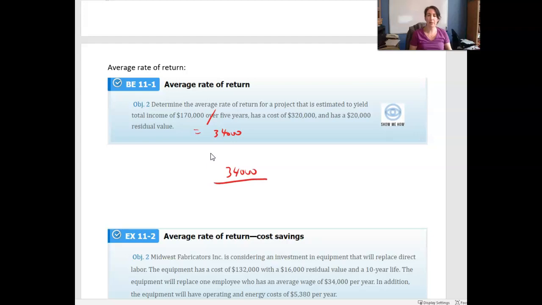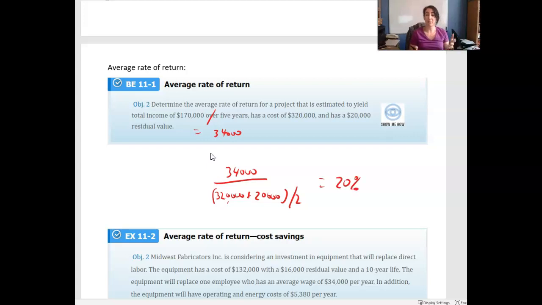My denominator is going to be the average investment. Well, the investment has a cost of $320,000, so that's its beginning value, plus it has a 20,000 residual value, meaning that's the value at the end of its useful life. And we're going to divide it by 2 to come up with the average there. So that comes out to be an average rate of return of 20%.